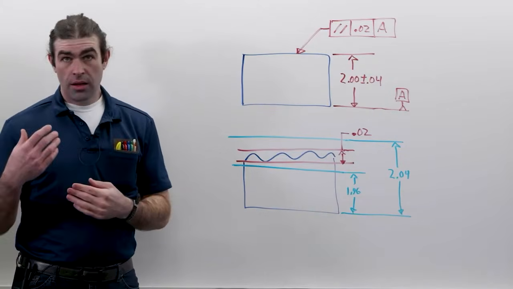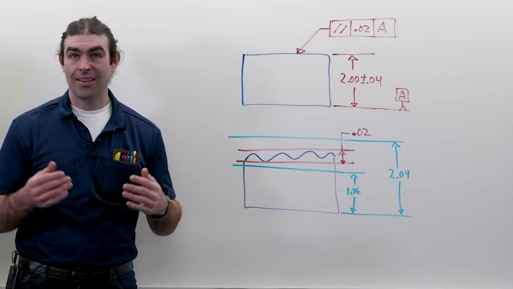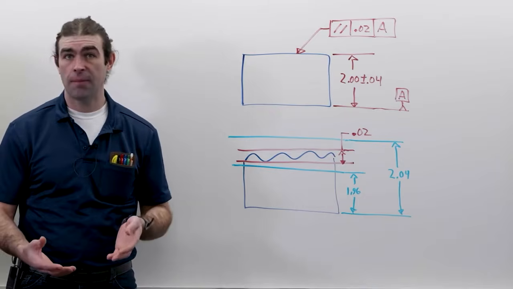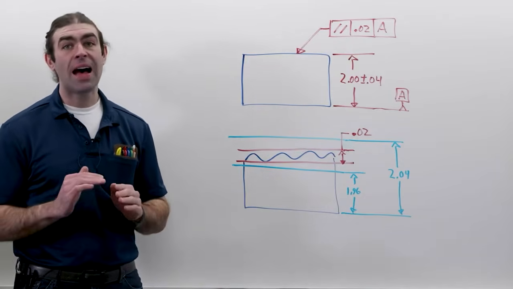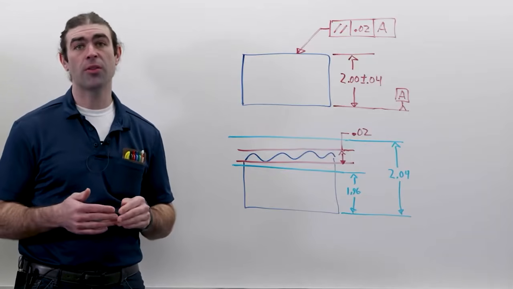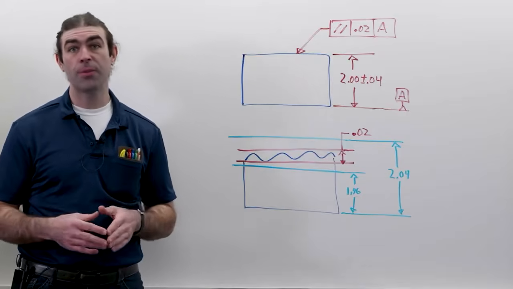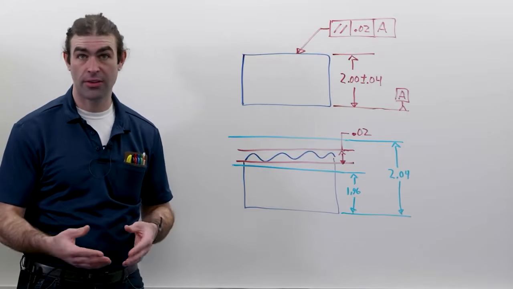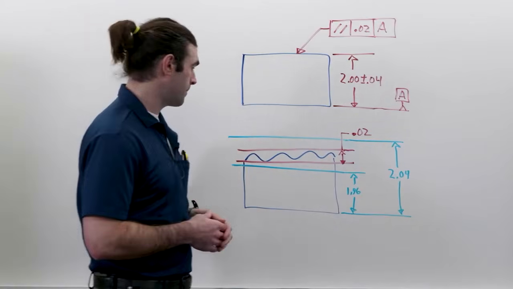Now, another concept that applies to parallelism is known as tangent plane. So what tangent plane does is just consider the high points of the part for the parallelism. What this effectively does is release the form requirement, the flatness that we just talked about, from the parallelism. Let me show you what I mean.